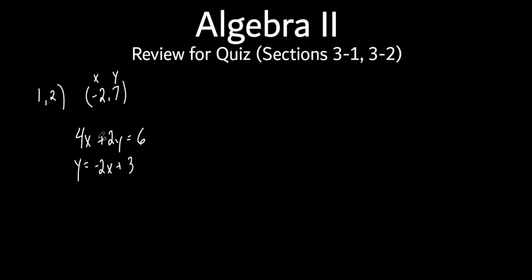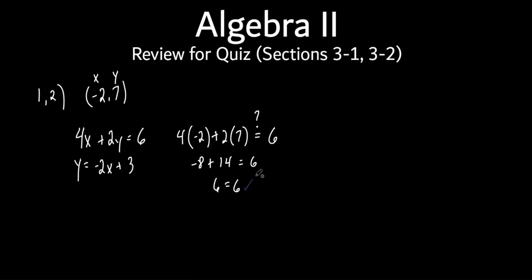So let's do it. 4 times x, which is negative 2, plus 2 times y, which is 7. And I'm going to put a question mark, because I'm not sure if they equal each other just yet. I have to do the math and see. So negative 8 plus 14. Does that equal 6? Yes, it does. So 6 equals 6. I like to put a little check mark.